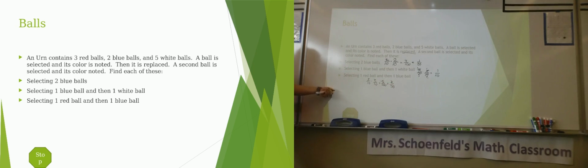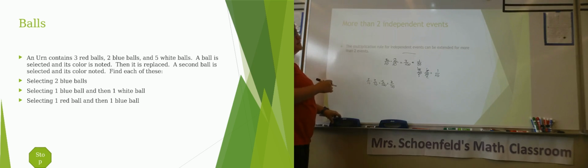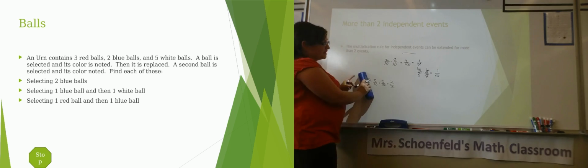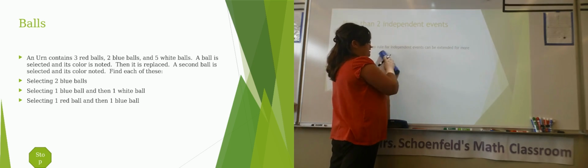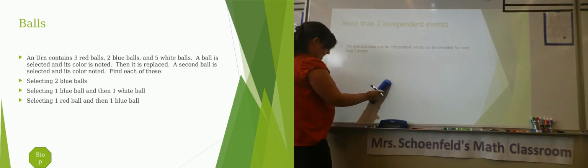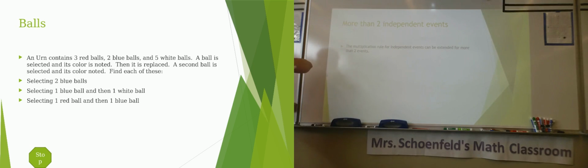Okay, so 3 out of 50 for that one. Hey, look, maybe I have my stop sign in the right place now. Okay, more than 2 independent events. So these same rules work if I was drawing 3 balls out of there. The multiplication rule for those can be extended.